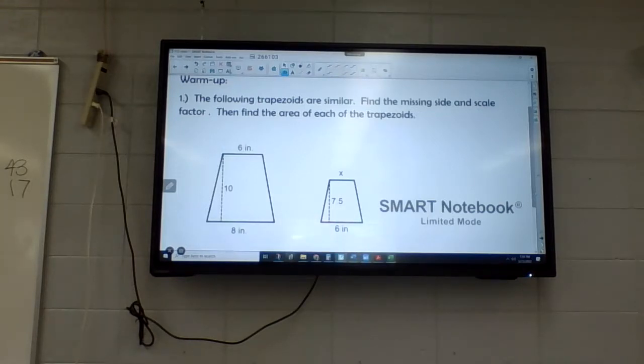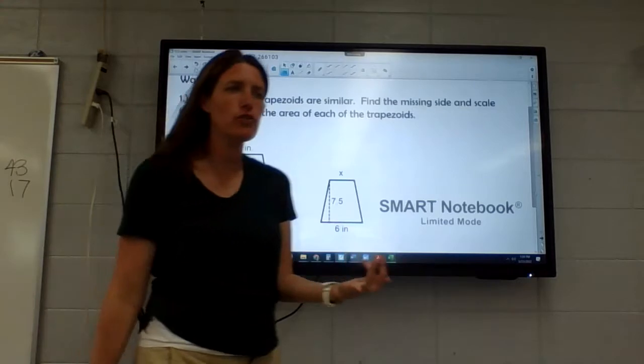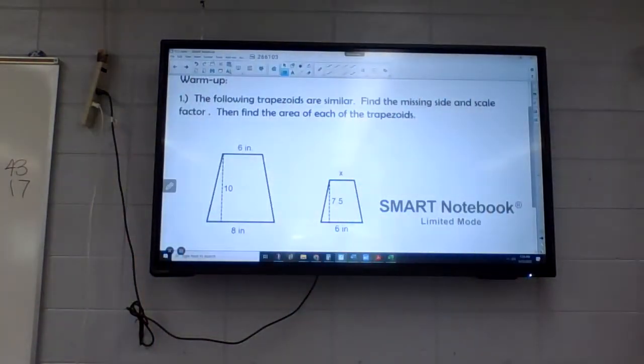Let's focus here. All right. So try to remember how to find the missing side if you know the scale, or if you know they're similar. And then talking about scale factor. And then connecting this back to areas.